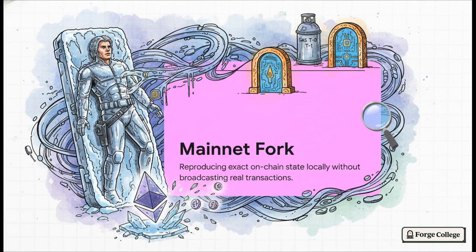And this brings us to the mainnet fork. I like to think of a mainnet fork as freezing the real world in carbonite. It's so cool because it allows us to safely and locally test realistic gas profiles and external integrations against the exact on-chain state, all without spending a single drop of real ETH. I mean, how great is that?